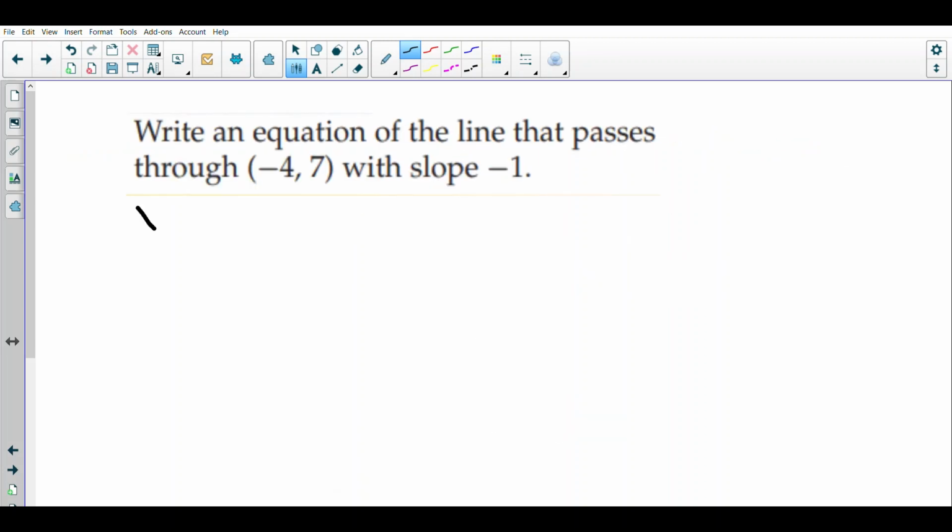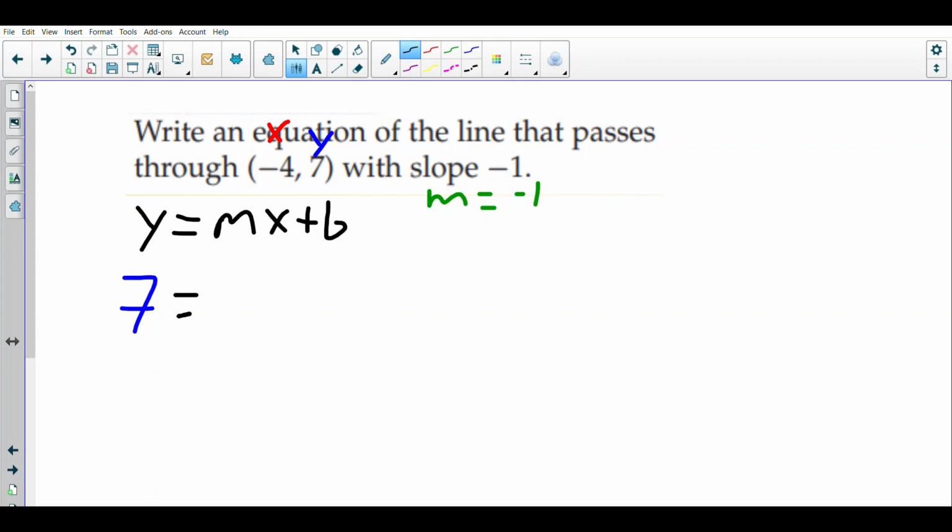Again, I'm starting with y equals mx plus b. This one I'll use some colors to help illustrate it a little bit more. Our slope, m, is equal to -1. And then we have our x, and we have our y. Let's plug in everything we know. So y is 7 equals m, which we know is -1, times x, which is -4, plus b. We're just left with b.